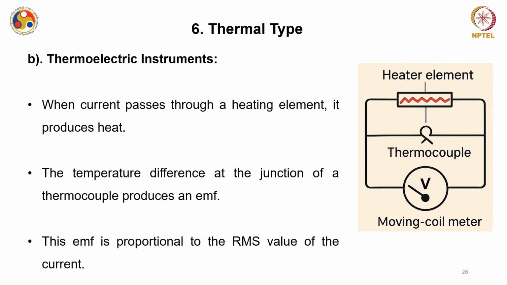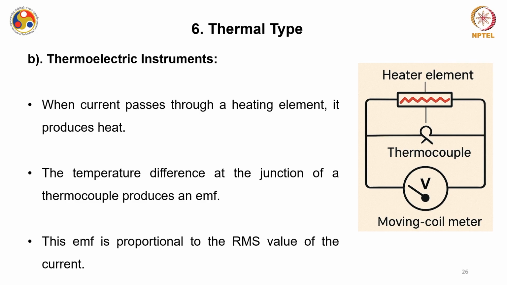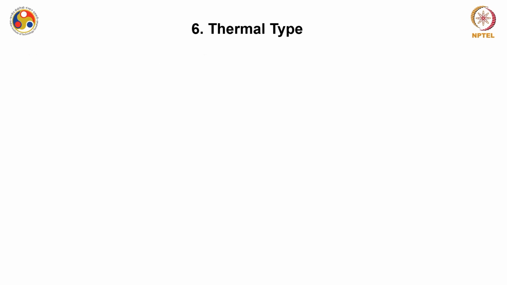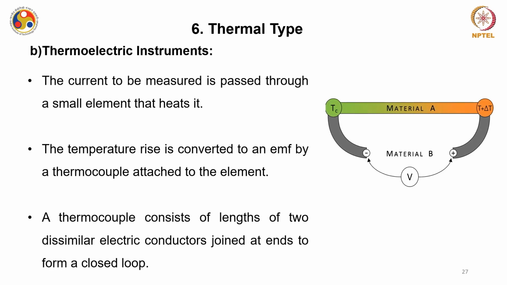The second kind of thermal devices are the thermoelectric or thermocouple type of instrument. What happens is that when a current passes through a heating element, it produces heat, as we have already seen. The temperature difference at a junction of a thermocouple produces an EMF. This EMF is proportional to the RMS value of the current. Now, the current to be measured is passed through a small element which heats it. The temperature rise is converted to EMF by the thermocouple which is attached to the element.